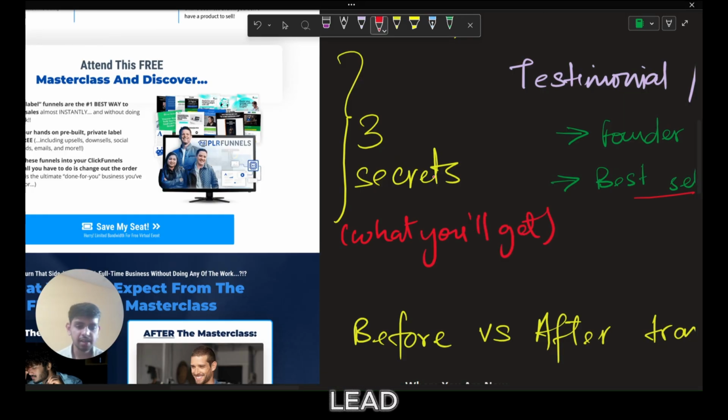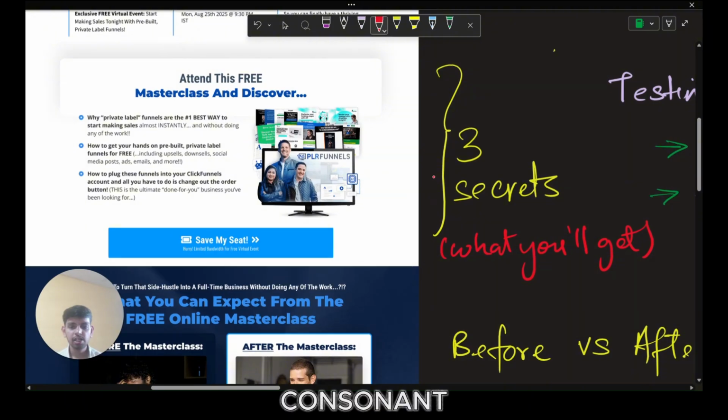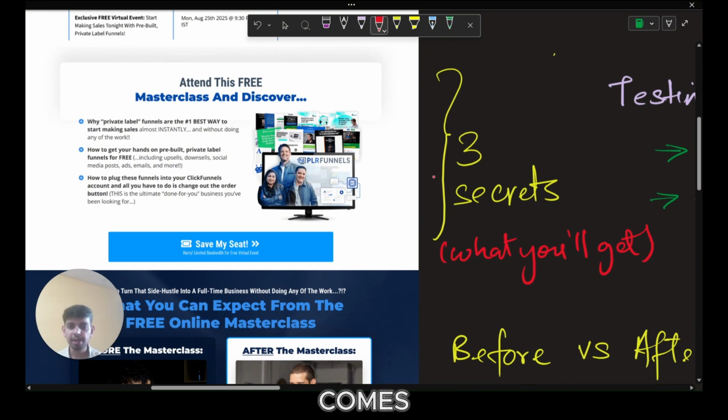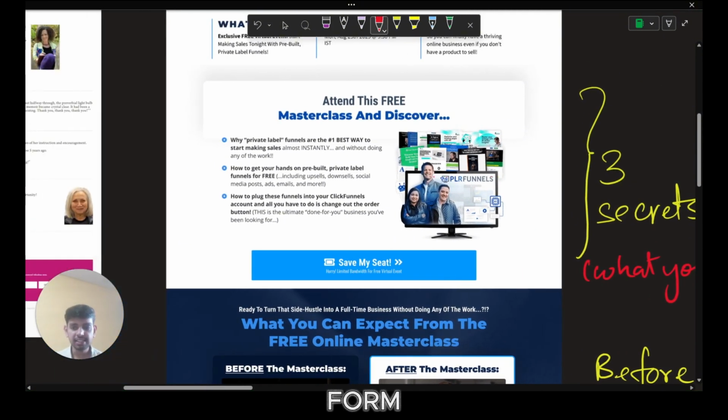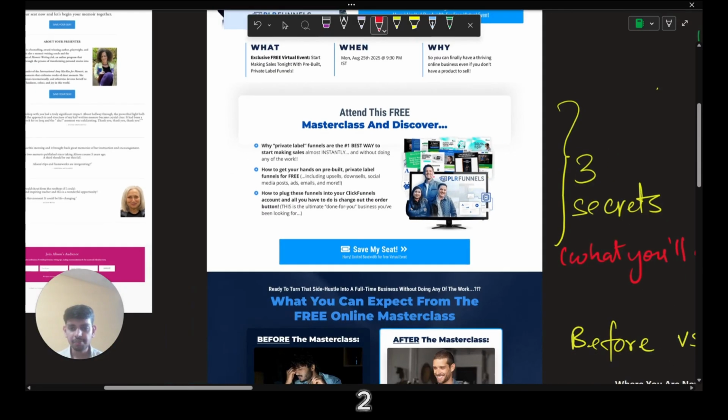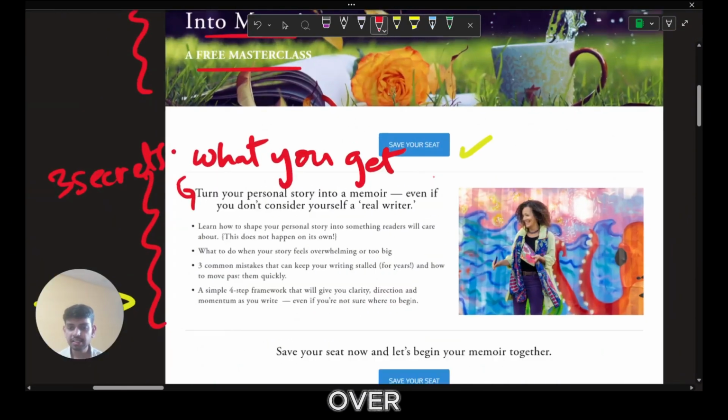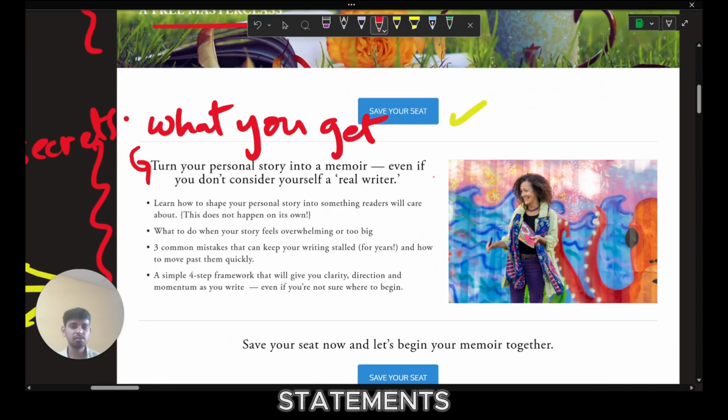What you will get. We lead with the offer. That's a constant. So immediately after the hero section comes what you get. And we write that in the form of three secrets. Secrets one, two, and three. The change I would make over here is these are written as plain statements, and they don't really help much.